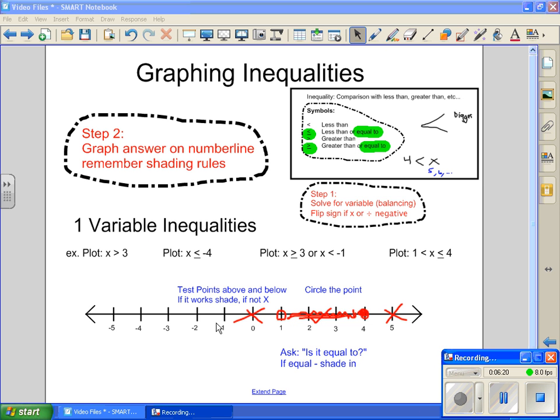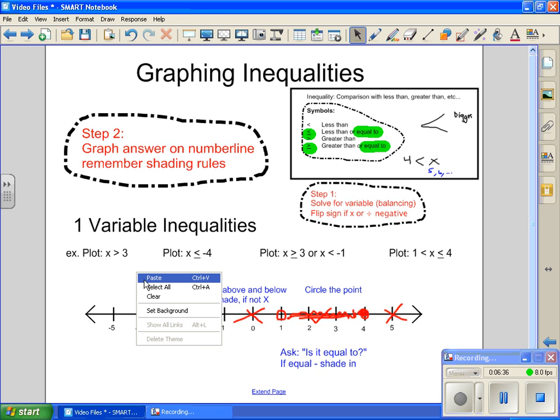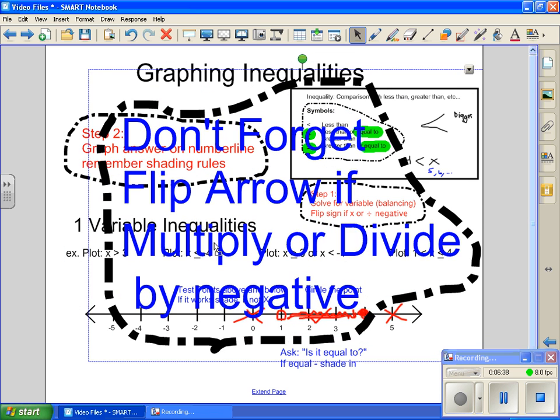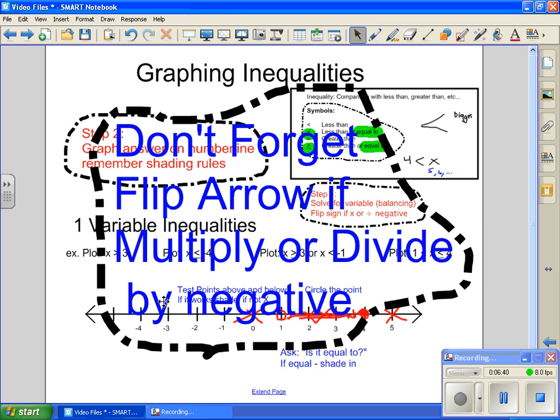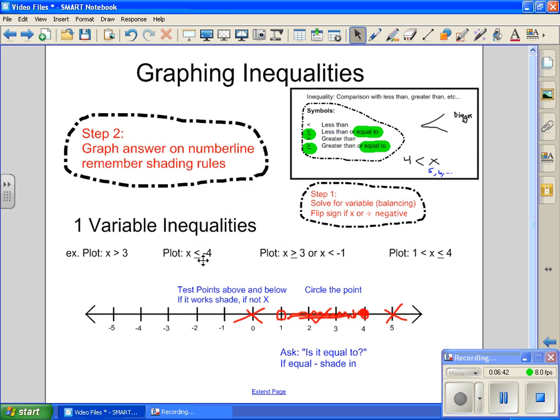In quick recap, inequalities are the less than, greater than, all those things. Remember, the equal to sign is if you see the line underneath it. First, sometimes you might have to solve it. Just a reminder, when you're solving inequalities, don't forget to flip the arrow if you multiply or divide by a negative. That was from the old lesson. And then the graphing portion: you circle the point, then you ask, is it equal to? If it's equal to, you shade it in, and then you test the points side by side.